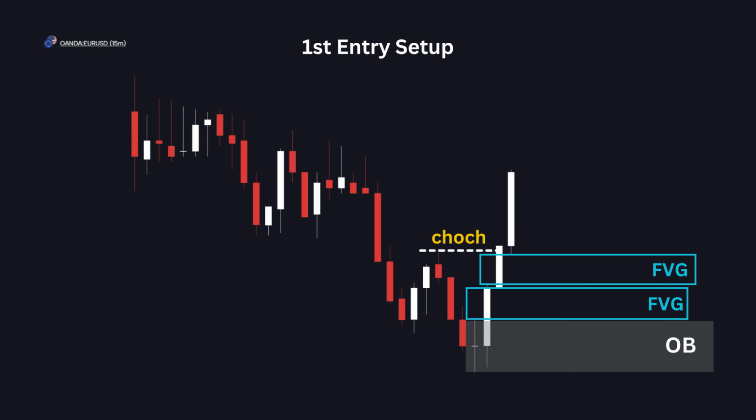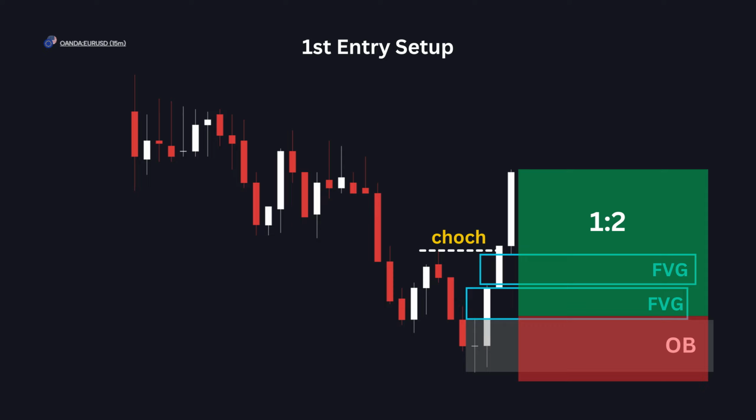In the first step, if price creates a change of character and leaves a valid order block with fair value gaps, then we will set our order just a couple of pips above the order block, stop loss below the order block, and we will target the recent high of lower time frame. And the second target will be this higher time frame key level.